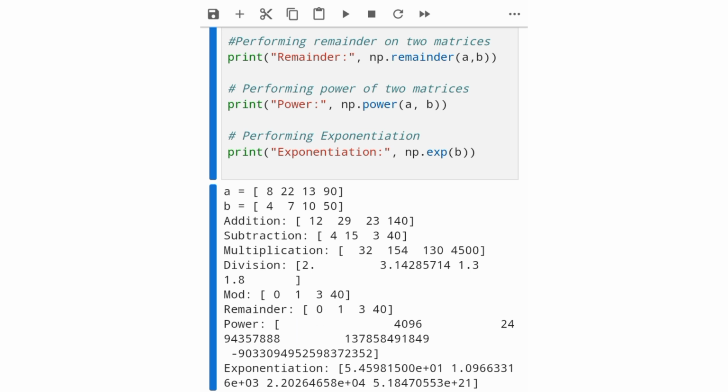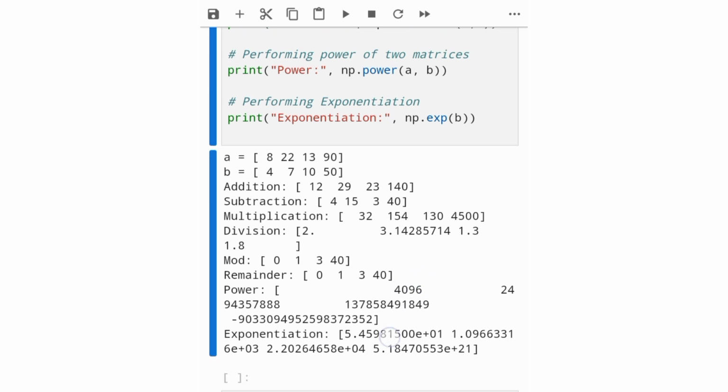And we have power, raised to power. A raised to power B will give you 4096 and so on. The same thing with exponential too. So these are the basic mathematical functions you can use in NumPy.